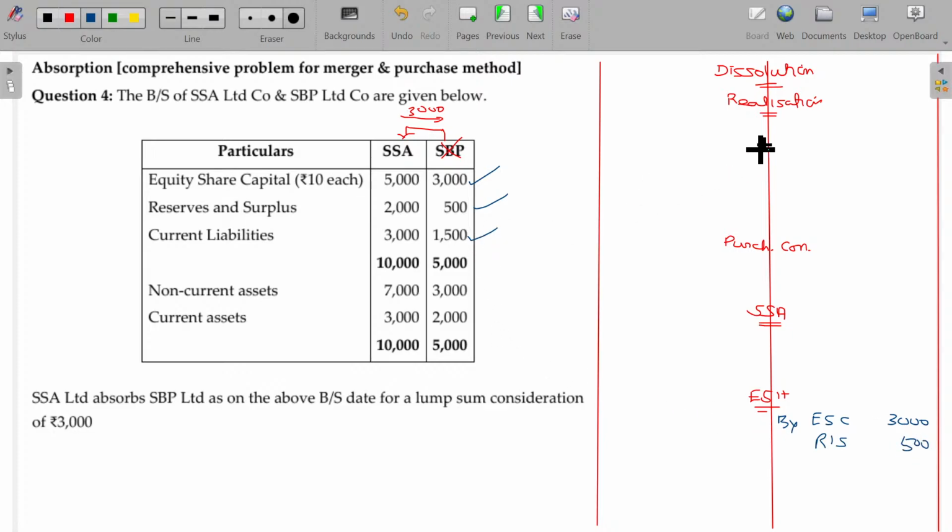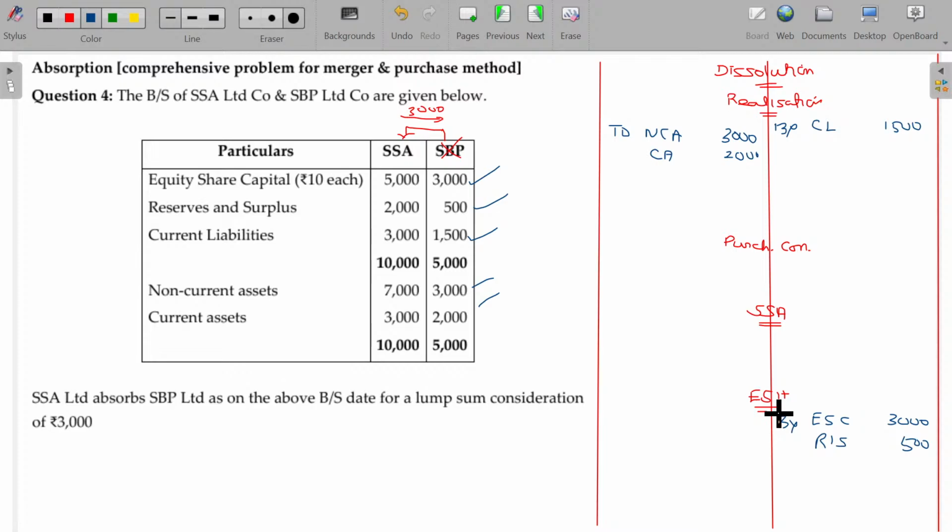Current liabilities and assets are shown in the realization account. So by current liabilities 1500. And these two assets are going to be shown here: non-current assets, current assets. Okay. How do I prepare the realization account? Realization, purchase consideration, purchasing company, equity shareholders. Post the ledger account items, balance sheet items.